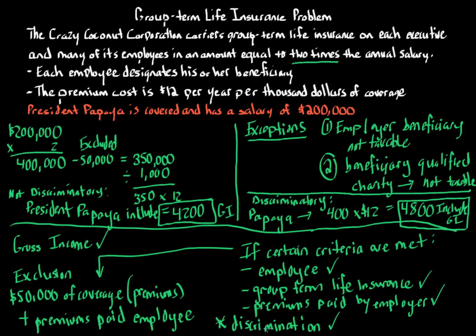All right. So I hope that this helps you understand this special rule. Again, the special rule here is the $50,000 portion of exclusion.